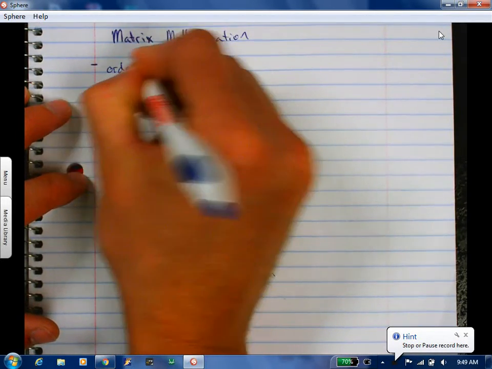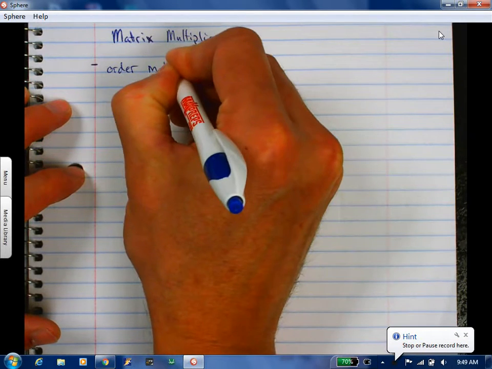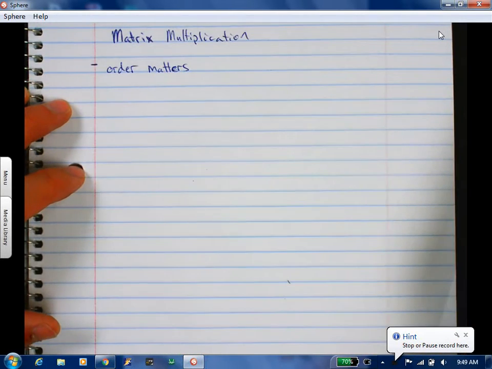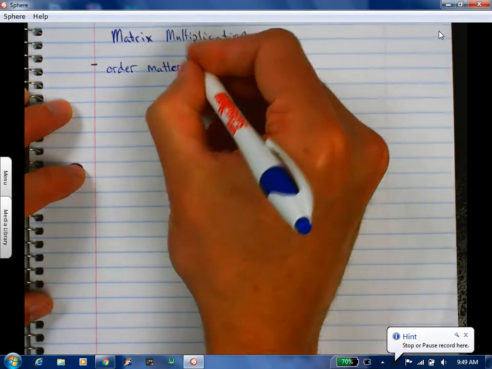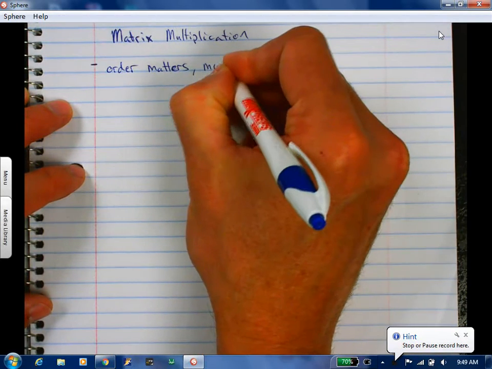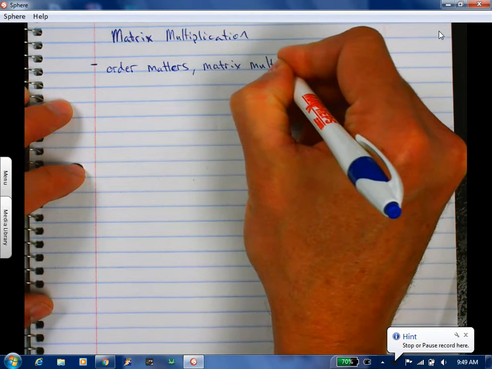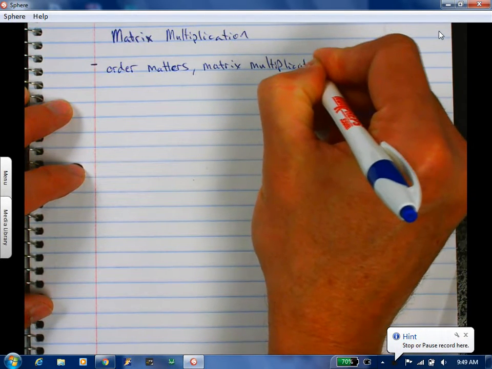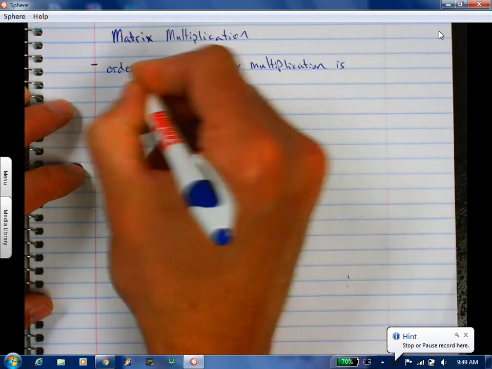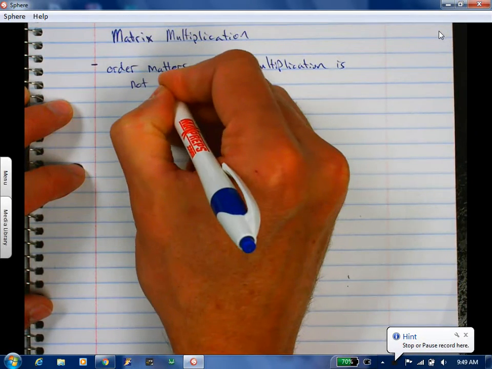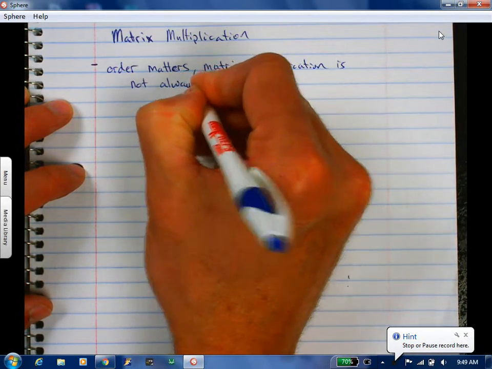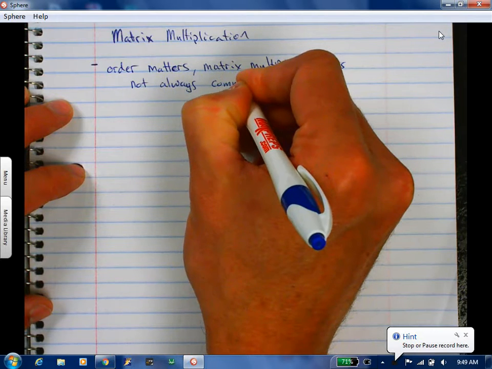First of all, order matters. So what we say is matrix multiplication is not always commutative. Now, what do we mean by commutative?